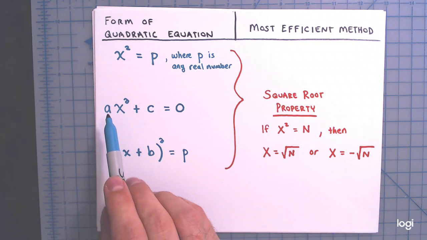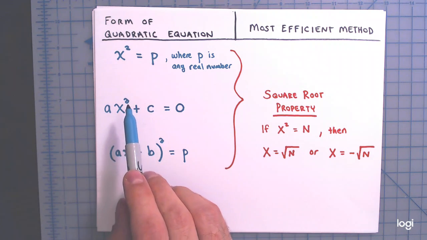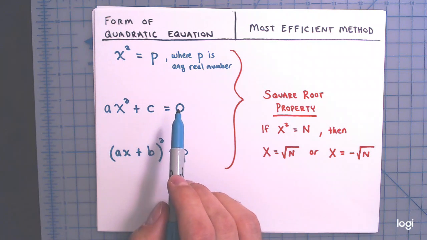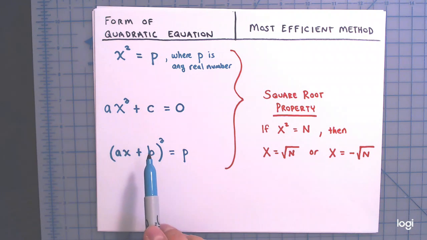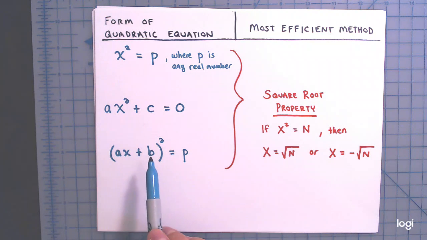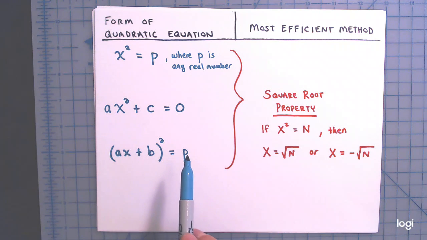Or, some number a times the variable squared, ax squared, plus another number c equals 0. Or some quantity ax plus b, where a and b are numbers and x is the variable, all inside this square, in the base of this power of 2, and then equals some number p on the other side.